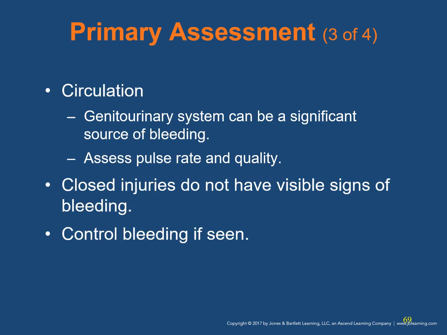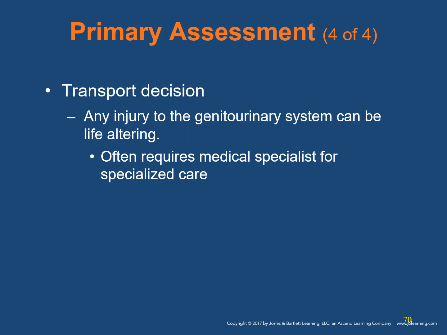Circulation. Genitourinary system can be a significant source of bleeding. Assess pulse rate and quality. Determine skin condition, color, and temperature. Check capillary refill time. Closed injuries do not have visible signs of bleeding. Shock may be present. Assessment of pulse and skin will indicate how aggressively to treat for shock. Control bleeding if visible bleeding is seen. Significant bleeding is a life threat and must be controlled quickly.